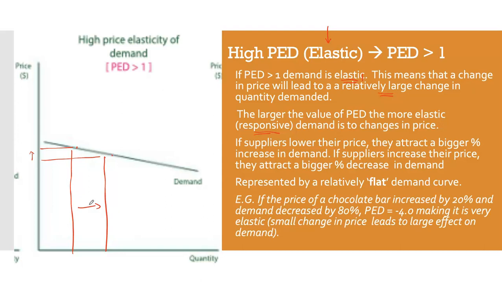And for example, if the price of a chocolate bar increased by 20% and demand decreased by 80%, we would calculate that our price elasticity of demand was -4 or 4, greater than 1, making it very elastic. Small changes in price have led to a large effect on demand. And that is a way that we can start to explain products in written responses.